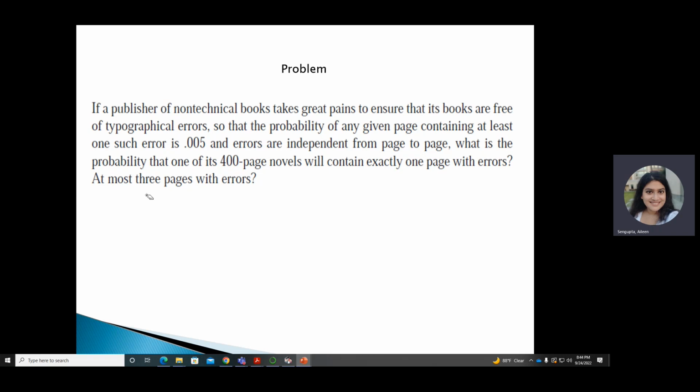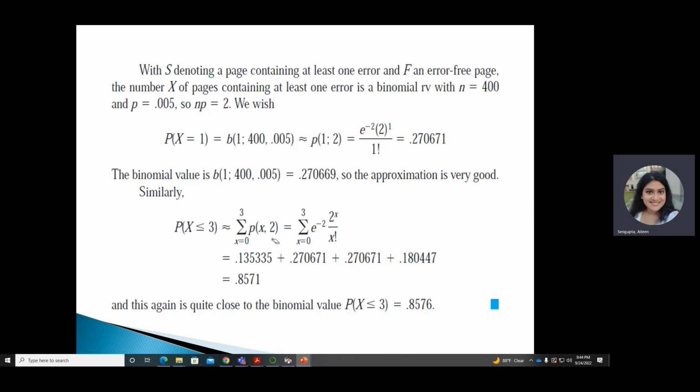Similarly, for the second case, at most 3 pages, again, it is approximated to a Poisson. Again, if you want to solve it as a binomial random variable, this won't be incorrect, but the more correct way of representing it is by the Poisson. That is why, because the N is large compared to the probability, which is very, very small.